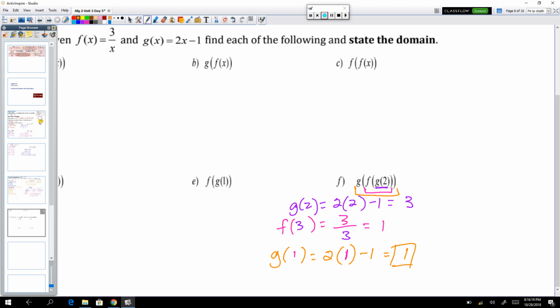If you needed to do that all in one step, that's fine. If you need to pause the video and take a look at how we did that, that's certainly fine as well. Make sure that you work inside out on these, and by the time you get to the outside, you'll have your final answer. We don't need to declare domains on these because, like I said, the inside number is your domain, that's your input.